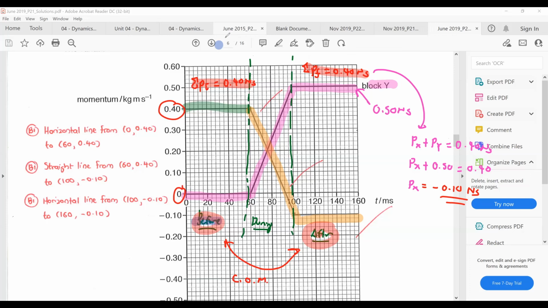That's the reason why this line is here, at negative 0.10. It's because when you add up negative 0.1 and 0.5, you get back the final momentum as this. That's the reason why this is there. And then once you've drawn this line, you start to draw this other line. You already drew this line and this line, so what's left is just for you to join the two lines together with a diagonal line. So this line here is the remaining line.